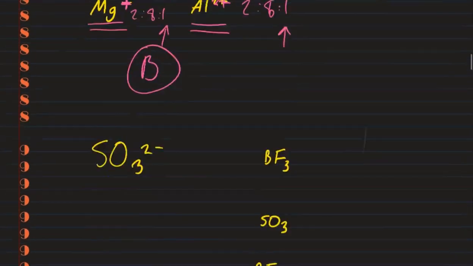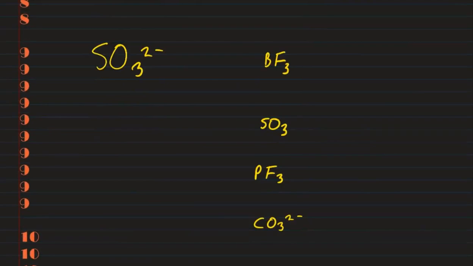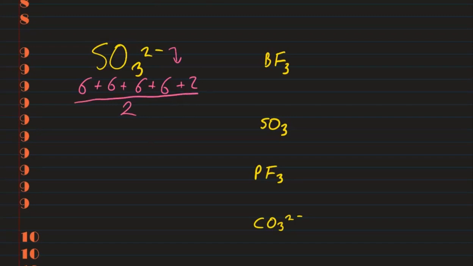For 9, the sulfide ion. So to try to work out the geometry of this, you've got to do the Lewis structure. Sulfur's in group 16, so it has 6 valence electrons. Oxygen is also in group 16 with 6 valence electrons. And there's an extra 2 electrons there. I need electron pairs, so I'm going to divide by 2 to get the pairs. That gives me 13 electron pairs.